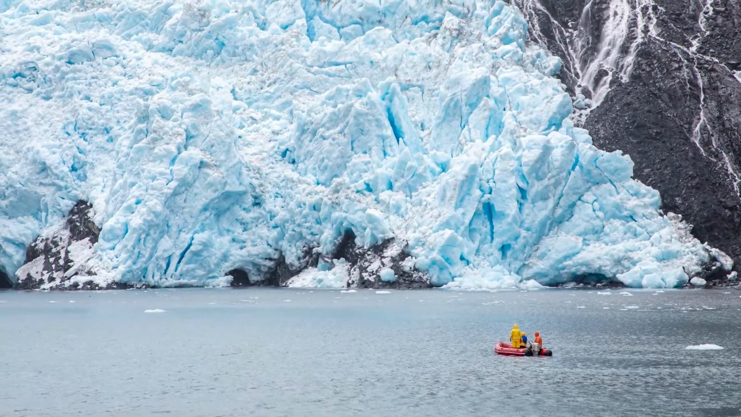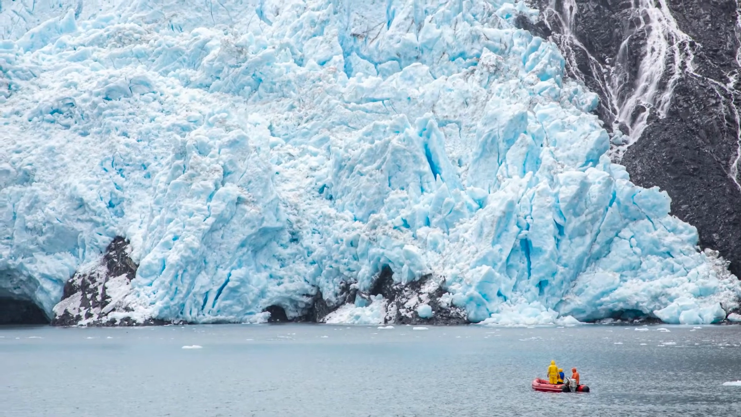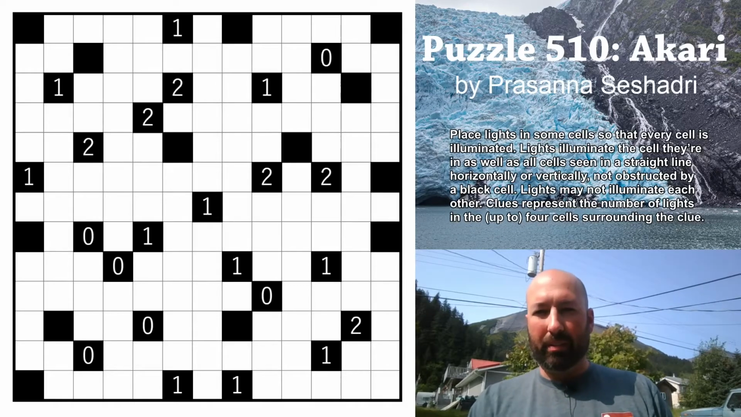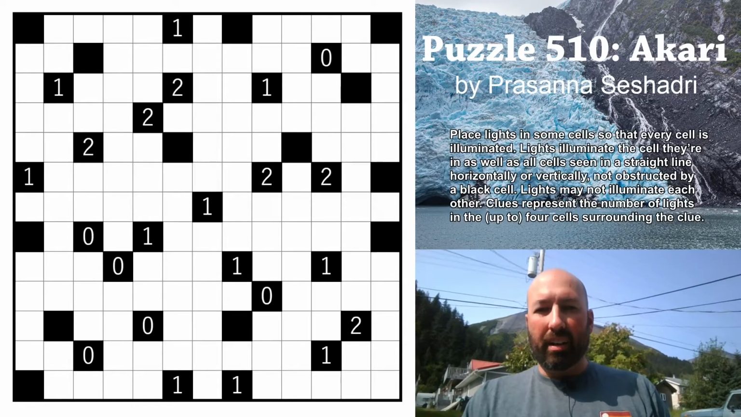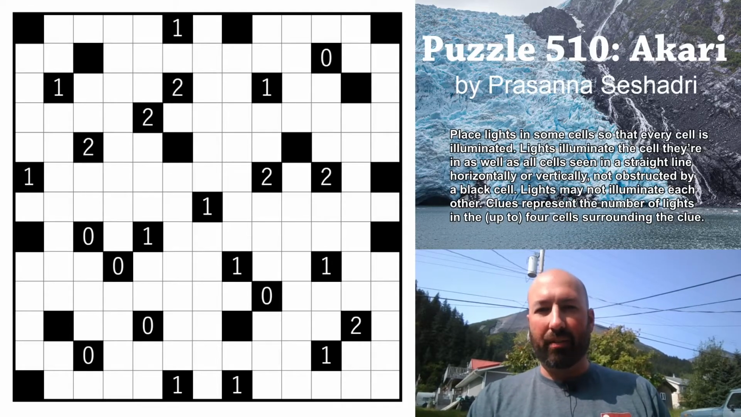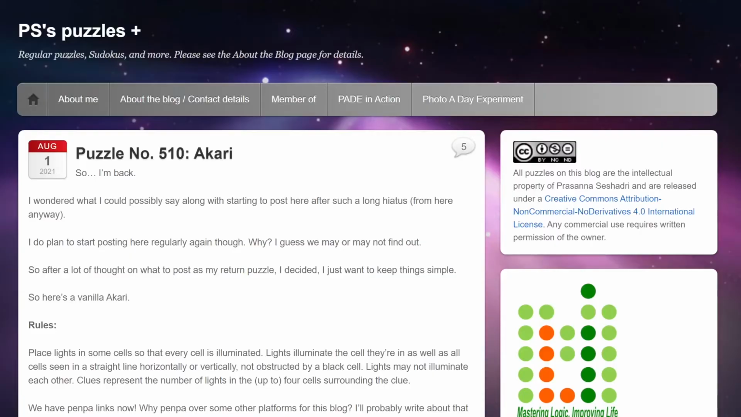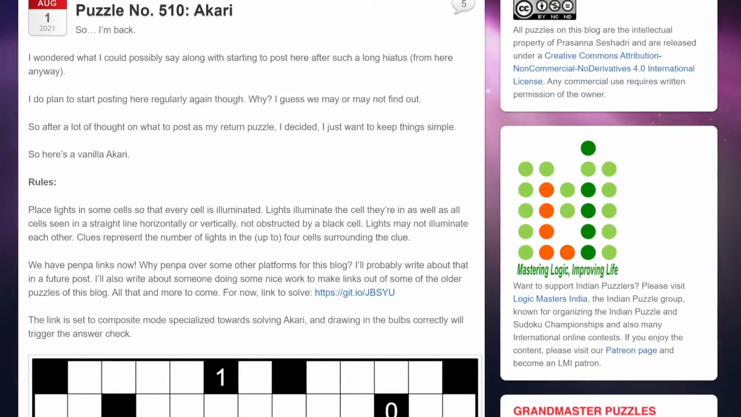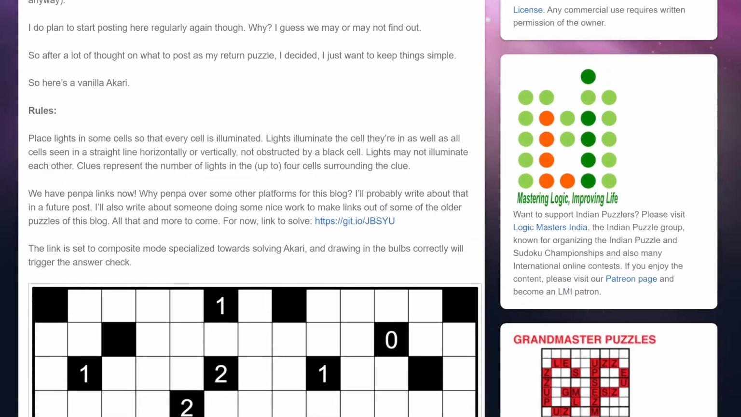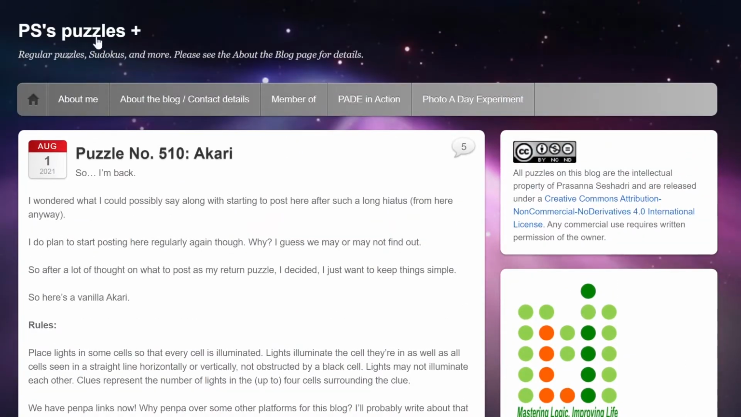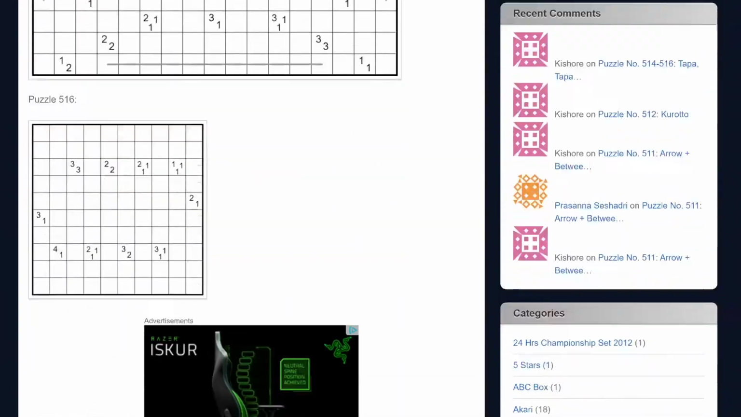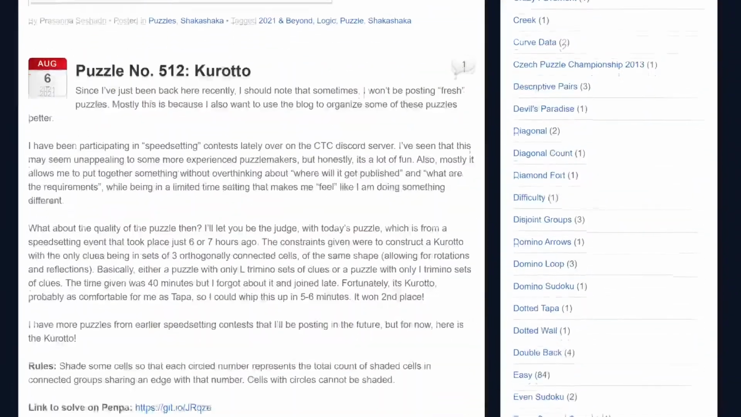Today I'm actually going to do a puzzle type called Akari, and this is by Prasanna Seshadri, and as usual, I'm probably mispronouncing the name, but there you go. This is called Puzzle 510, and if you're wondering why it doesn't have some exciting name, that's because this is from Prasanna's blog, where he has posted over 500 puzzles now, and so he can't come up with an original name for all of them. But this is Puzzle 510, Akari from Prasanna's blog.